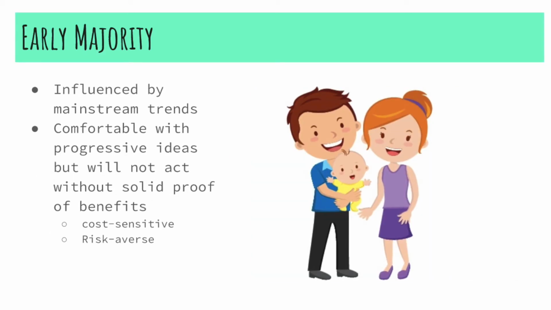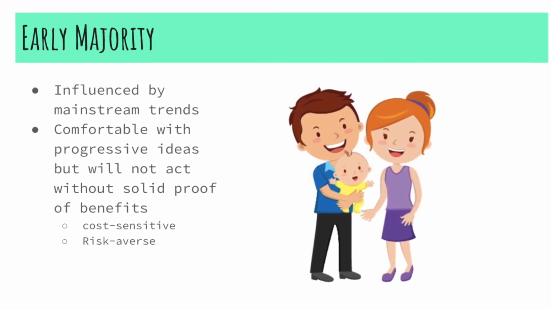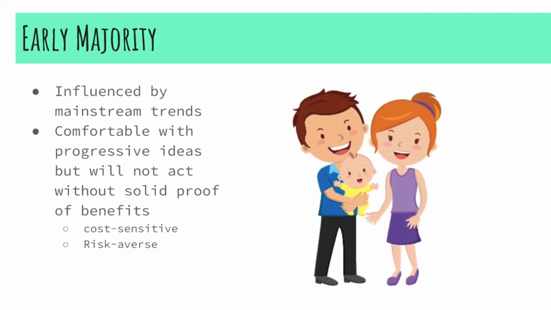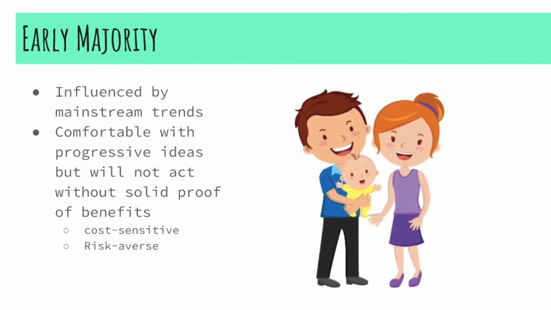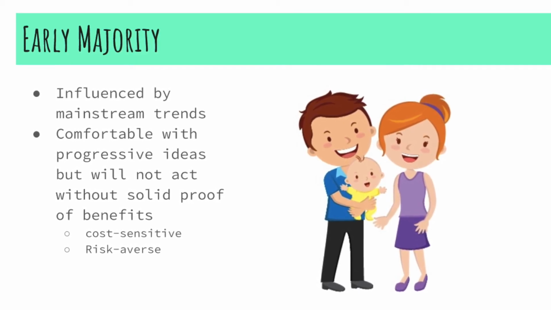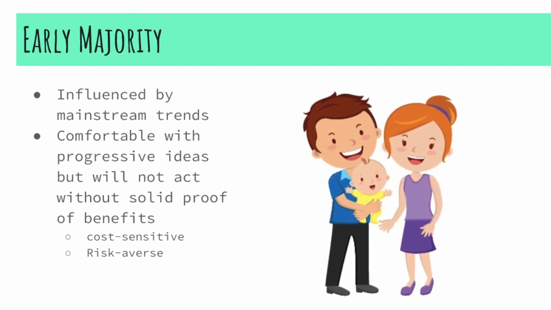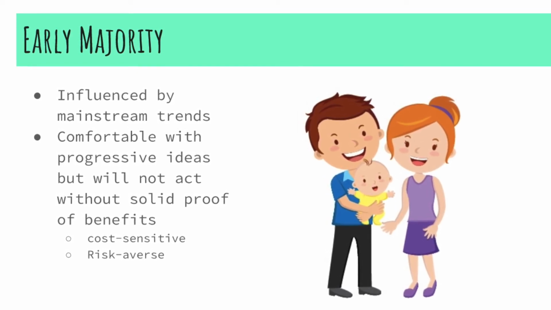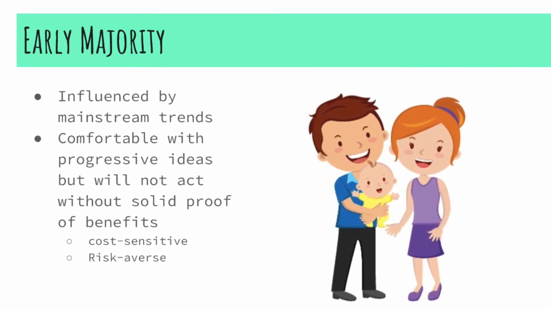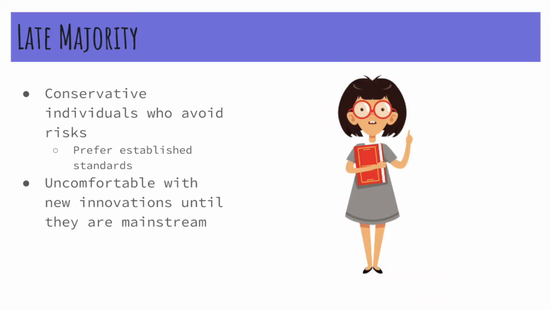The early majority. These people are rarely considered leaders, but they do adopt new ideas before the average person. They are influenced by mainstream trends and are comfortable with progressive ideas, but will not act without solid proof of benefits. They typically need to see evidence that the innovation works before they are willing to adopt it. They are considered cost-sensitive and risk-averse. An example of the early majority might be young parents.